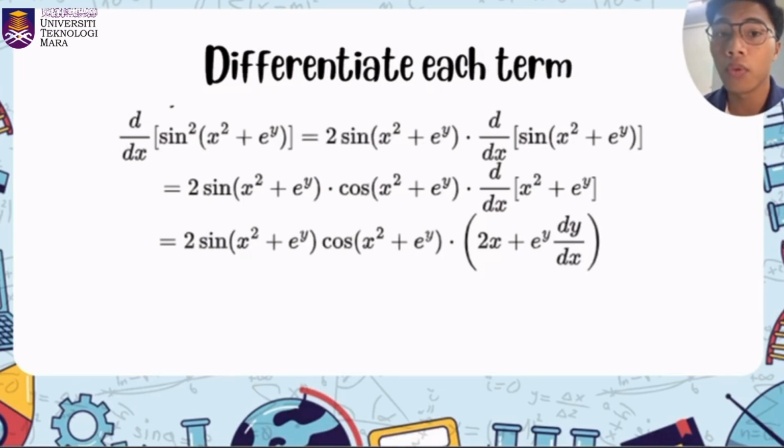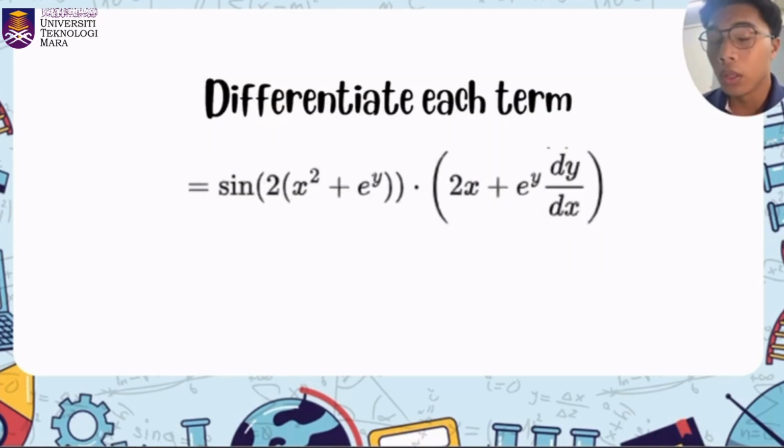So the derivative of x² is 2x, and e^y is e^y times dy/dx. 2 sin x cos x is also equal to sin 2x. So we get sin 2(x² + e^y) times (2x + e^y times dy/dx).